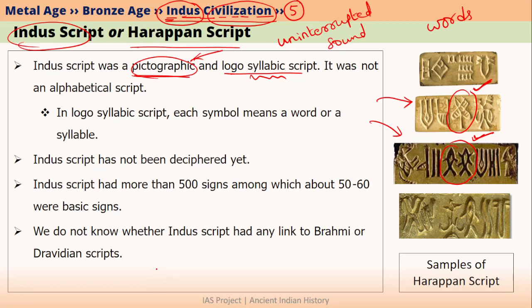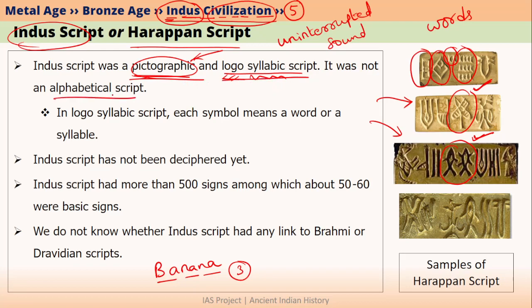Another simple example could be banana. If you want to pronounce banana, then you would say ba-na-na. Therefore, it is made up of 3 syllables. So in Harappan script also, each letter or each picture which is shown here represented 1 syllable. So that is why we can say that Indus script was a logosyllabic script. So each logo represents 1 syllable. So Indus script is basically a pictographic script and a logosyllabic script.